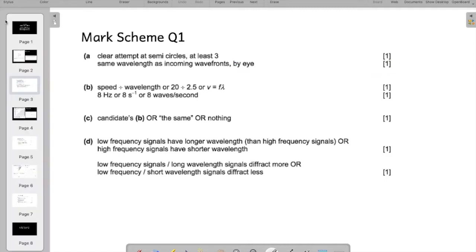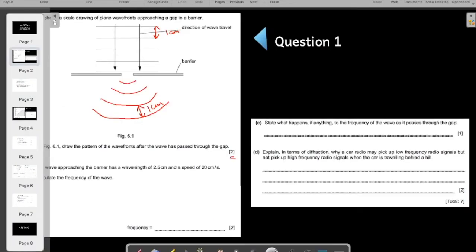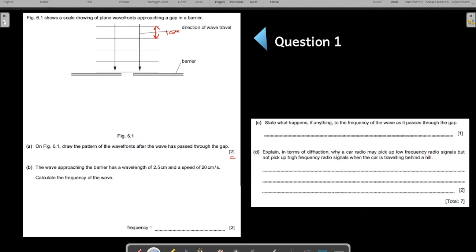Another point, if you are drawing the diffracted wavefronts as something like this, clearly by the look of the eye you can see that the spacing between the wavefronts has decreased. That's a wrong answer. Spacing between the wavefronts on both sides of the gap should be the same by the look of the eye. Then only you'll get both the 2 marks in this question. Alright, so this is understood.